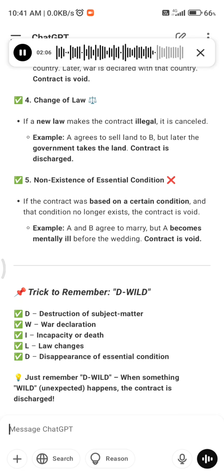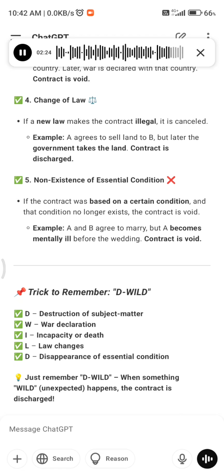5. Non-existence of essential condition. If the contract was based on a certain condition, and that condition no longer exists, the contract is void. Example: A and B agree to marry, but A becomes mentally ill before the wedding. Contract is void.